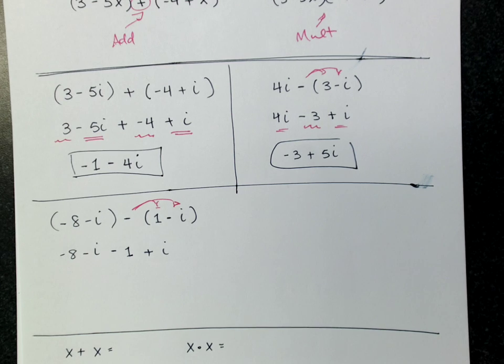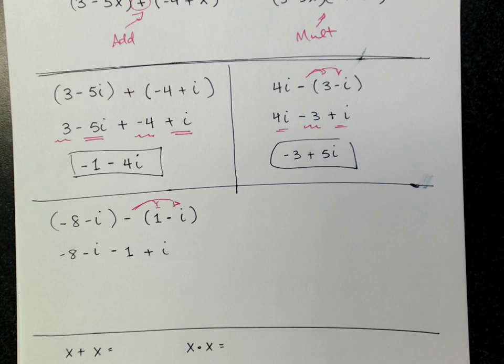Adding and subtracting complex numbers. Just like adding and subtracting regular binomials. If there are parentheses, see if there's anything you can distribute first. Once everything's distributed, the parentheses are dropped and you just combine like terms. And you treat the A's as like terms and you treat the Bi's as like terms.